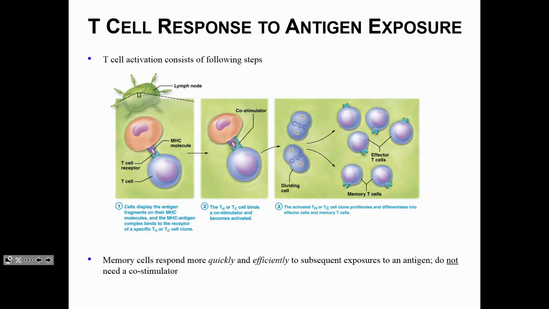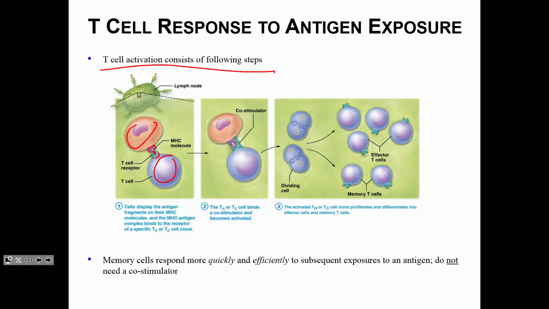Now, how do we respond? Once we know we've got a foreign antigen, what is the T cell response? Well, this is activation. This is what happens. The cells display the antigen on their MHC molecule. So again, here's your T cell, here's your body cell. This is, again, typically in the lymph node. Here's the T cell receptor, this is the MHC molecule, and of course the pink thing's the antigen. So the cell displays it on their MHC molecule.